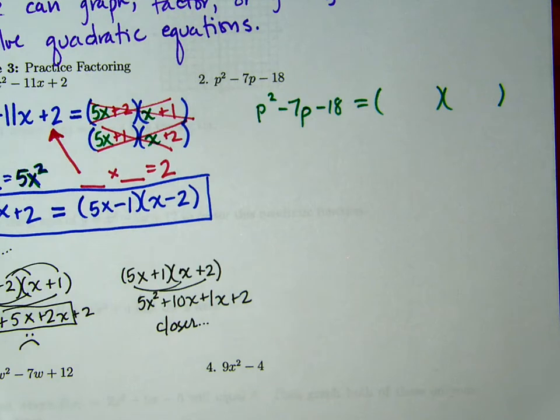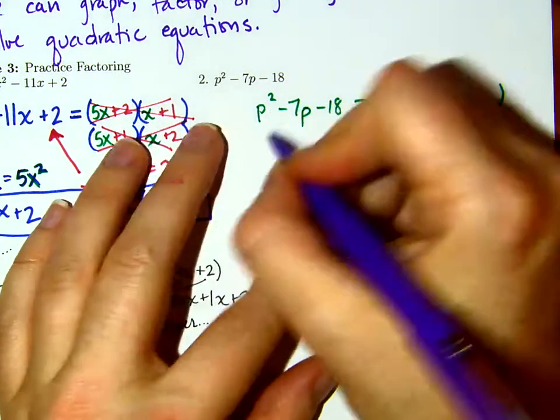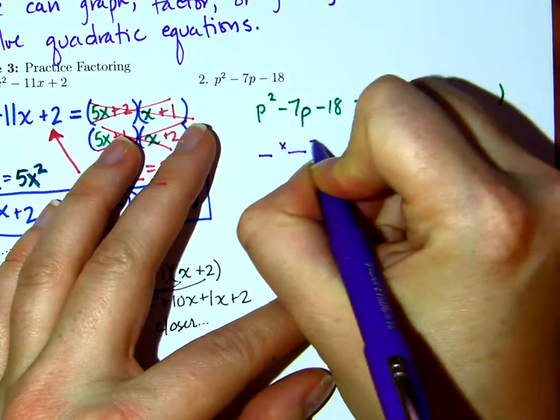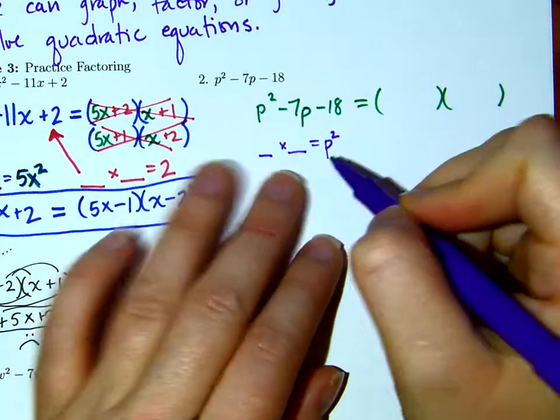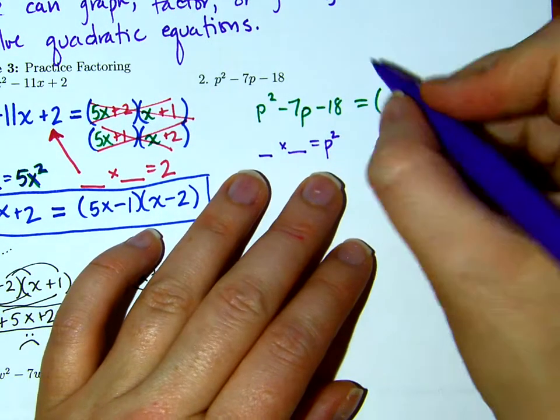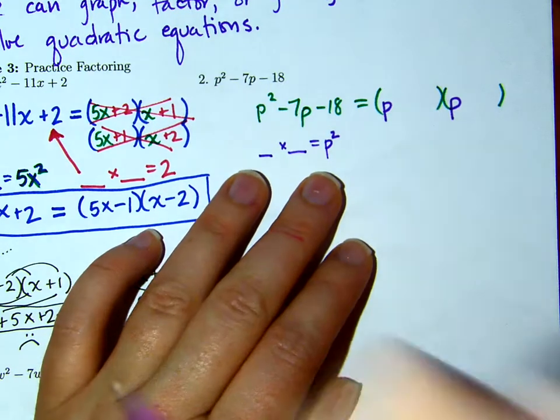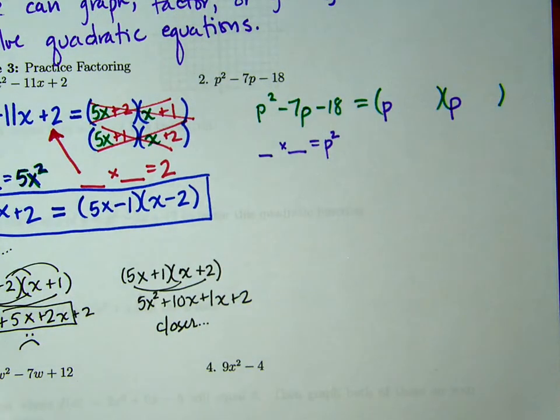Here's my first thought. My very first thought is that in order to get something by something to be p squared, they both have to be p. A p by p makes p squared.